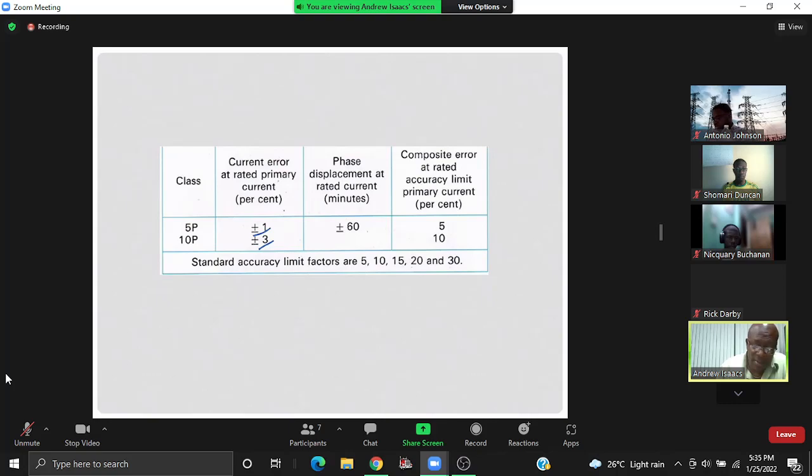And for your current error, we have 1 and 3%, the phase displacement 60%, and the composite error. Remember, we spoke about the composite error, which is a combination of all of that. These are given as 5 and 10%. And the accuracy limit factors, the standard values are 5, 10, 15, 20, and 30.